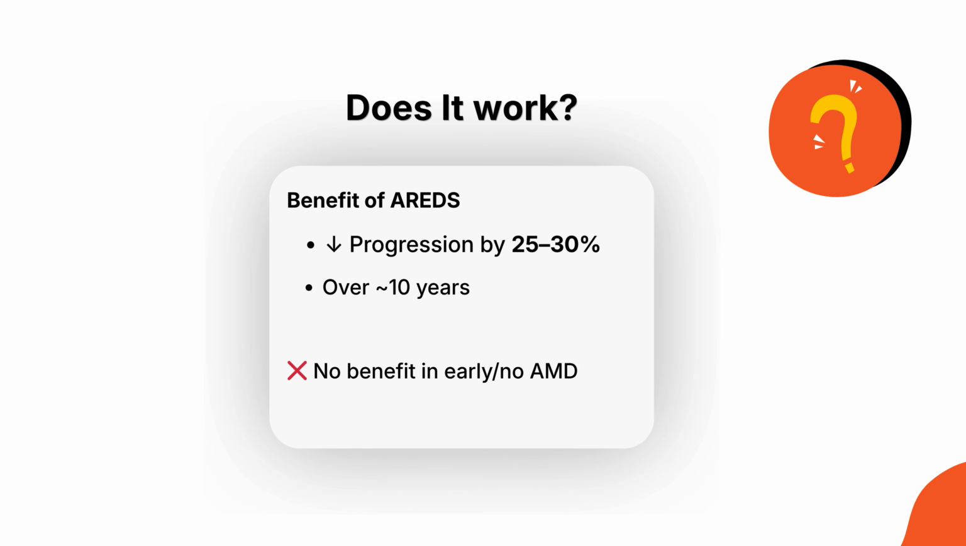So naturally, the next question is, does it actually work? Yes, but only in the right patients. In these high-risk groups that we discussed, AREDS showed about 25 to 30% reduction in progression to advanced AMD over about 10 years. That's quite meaningful clinically. But at the same time, if the patient has only early AMD or no AMD, these supplements don't really help. So this is not something you prescribe to everyone. Remember that.